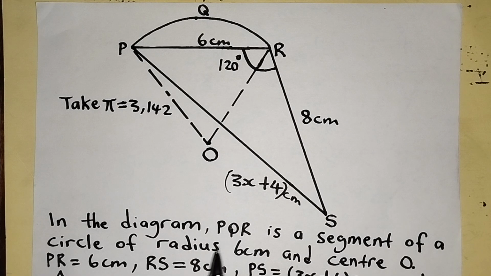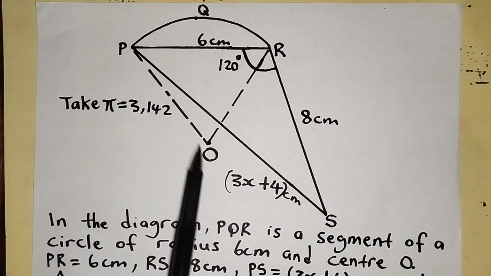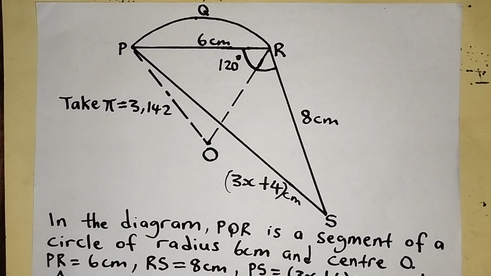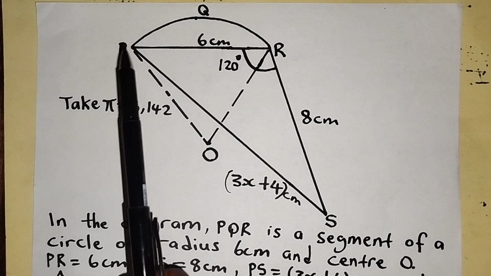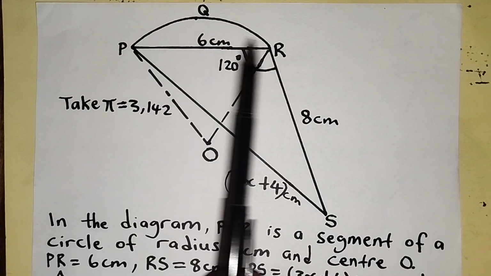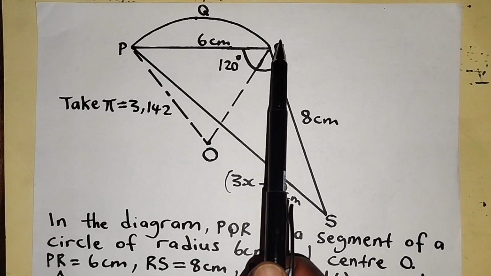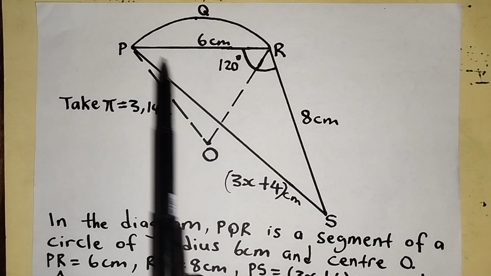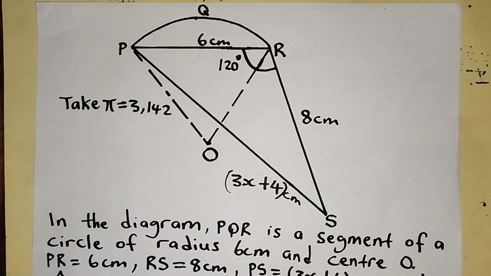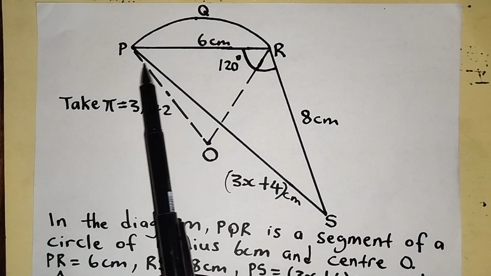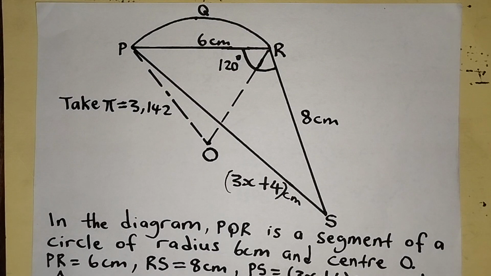Okay, so we are told here that the radius equals 6 centimeters. So the length of PO is 6 centimeters as well as the length of RO is 6 centimeters. So it means this triangle PRO is an equilateral triangle, because here is 6 centimeters, radius 6 centimeters, and here 6 centimeters. So the sizes of the internal angles of this equilateral triangle are 60 degrees. Here 60 degrees, here 60 degrees, and here 60 degrees. Remember, an equilateral triangle is equiangular. Okay, let's proceed.